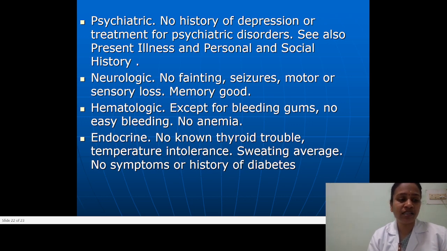Hope you understand the concept of collecting the focused history as well as the comprehensive health history. Any doubts can be clarified at any time.